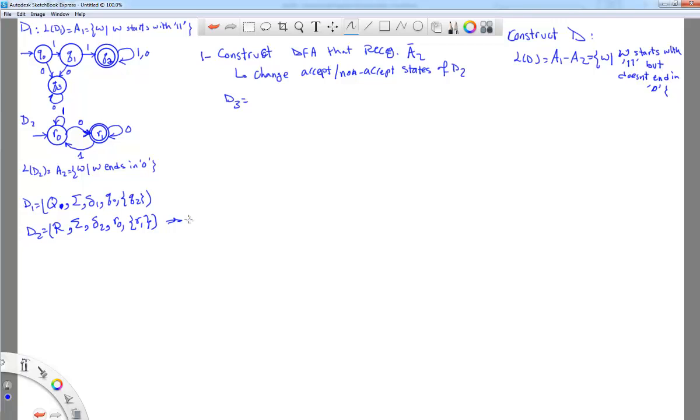Now from here up here, D sub 3 will become: you keep the states, you keep the sigmas, you keep the delta transitions, so it's delta sub 2, then you keep the start state, and now the accept states of D sub 3 are the non-accept states of D sub 2, and the set of non-accept states of D sub 3 will be the set of accept states of D sub 2. So all we need to do is just to flip these sets.